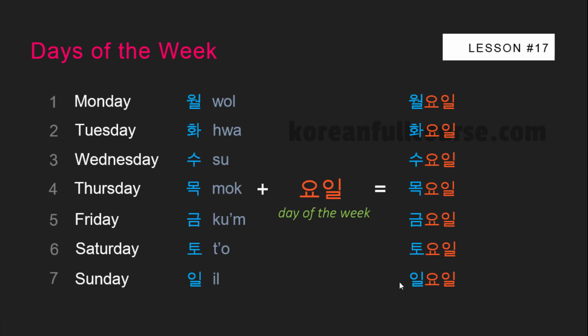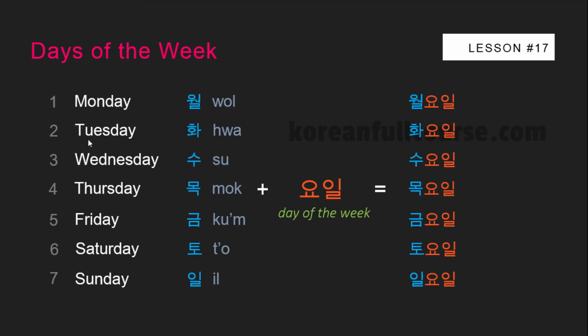The fastest way to learn the days of the week is to learn these 7 syllables first. 월, 화, 수, 목, 금, 토, 일. Repeat it again and again as if it was a tongue twister.